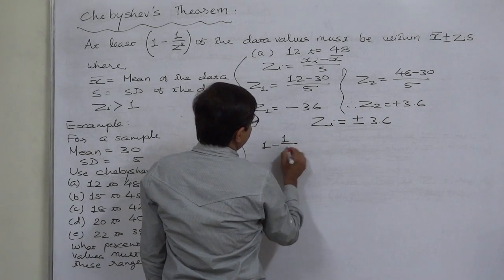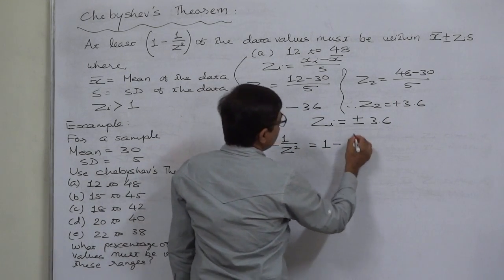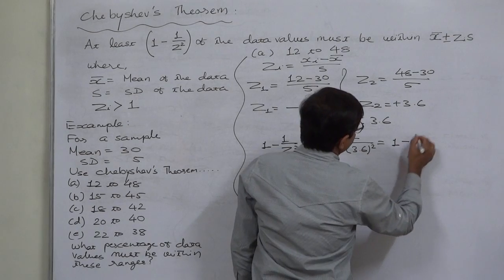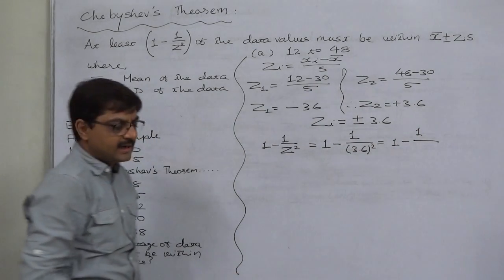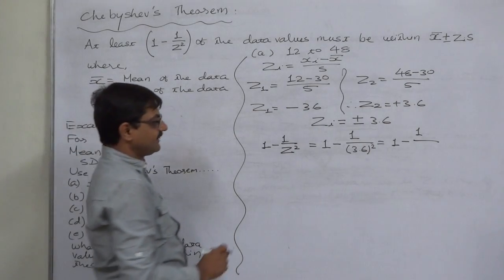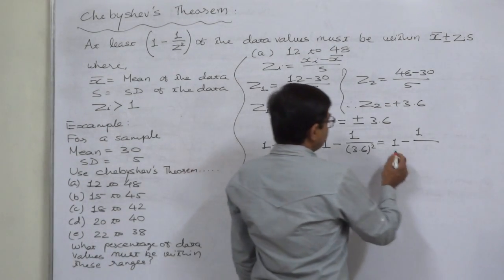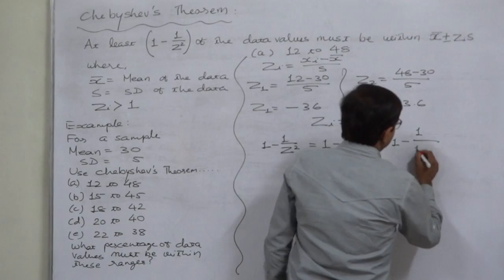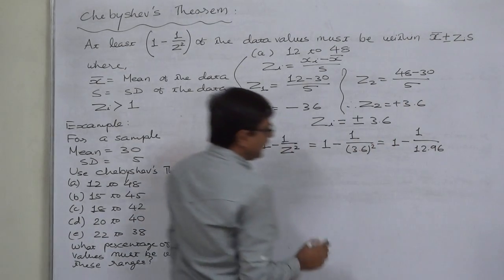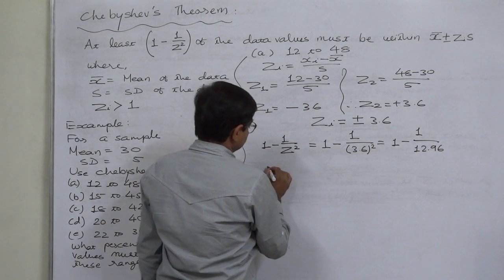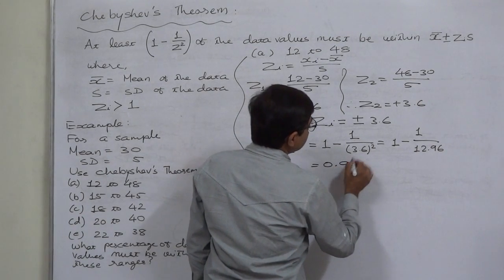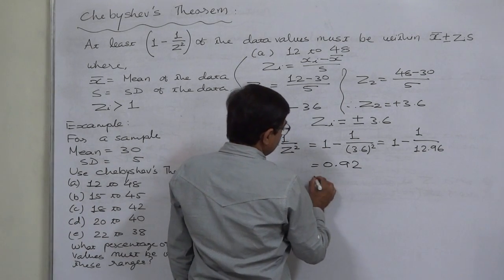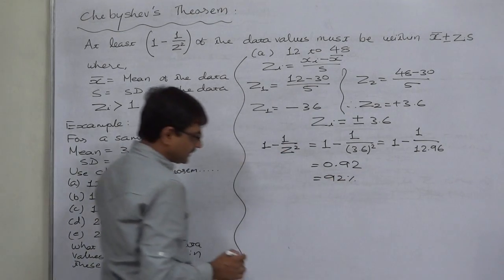1 minus 1 upon z square equals 1 minus 1 upon 3.6 square. 3.6 square comes to 12.96. Now get the answer of the entire fraction. 0.92. That means if we multiply it by 100, we get approximately 92%.